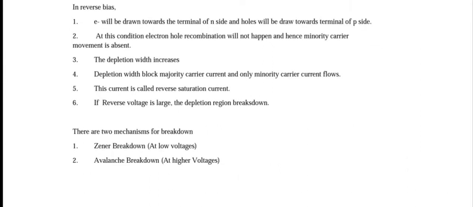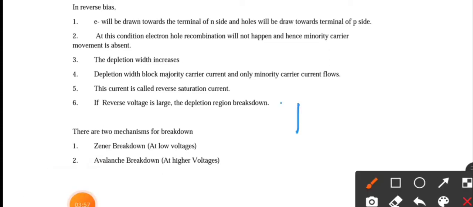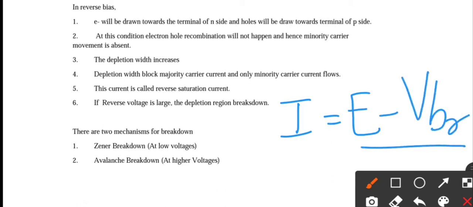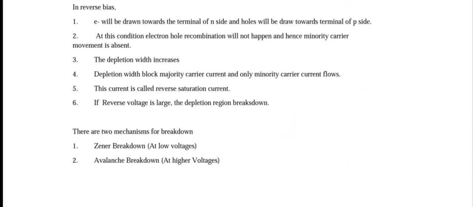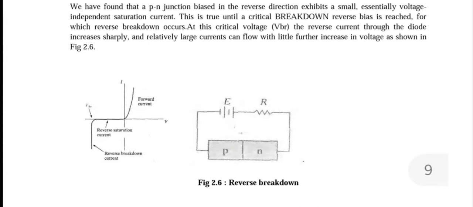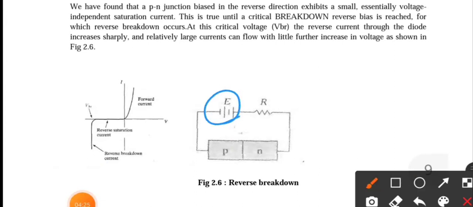So we can write the reverse current as I is equal to E minus VBR divided by R, the externally connected resistance, where E is the applied potential or voltage, and VBR is the reverse breakdown voltage. This E is the potential we have given. I is equal to E minus VBR divided by R. That is the value of the reverse current.